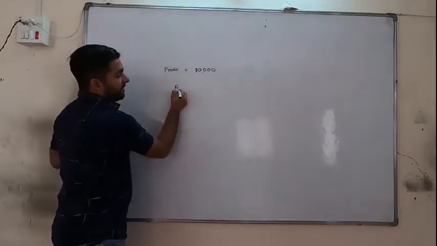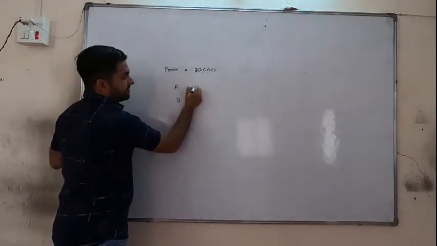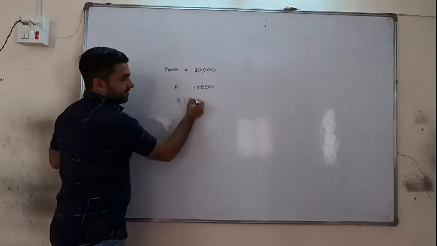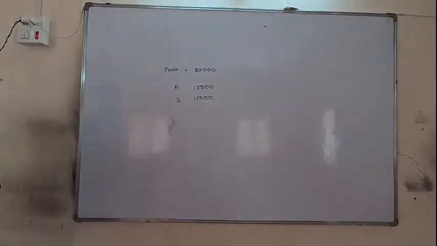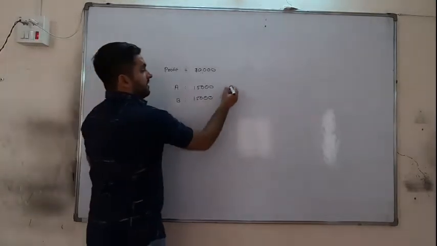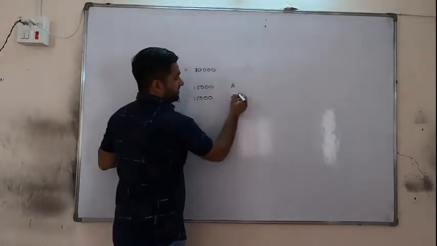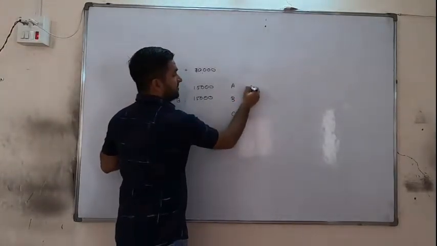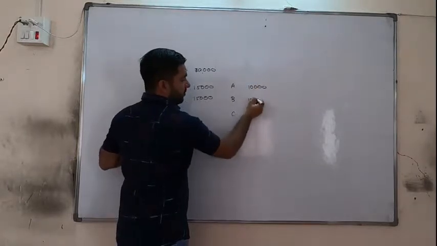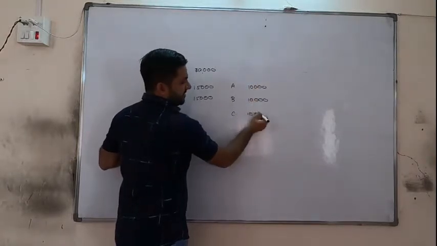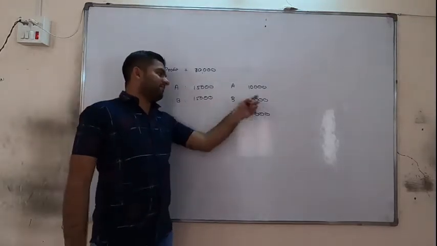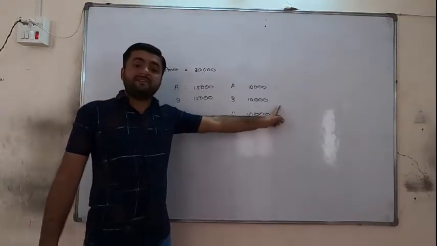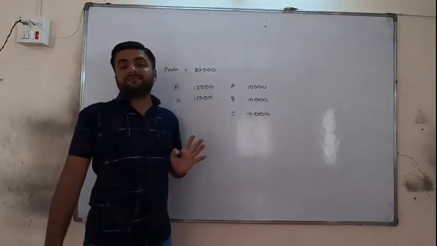Now there are only two partners, A and B. So each will receive, if the ratio is not given, 15,000 because the ratio is equal. Now if there are three partners, then again we have to distribute equally. Now the profit share of A and B will decrease and C's will increase. 15 minus 10 is 5, 15 minus 10 is 5, so they will each sacrifice 5 for C.